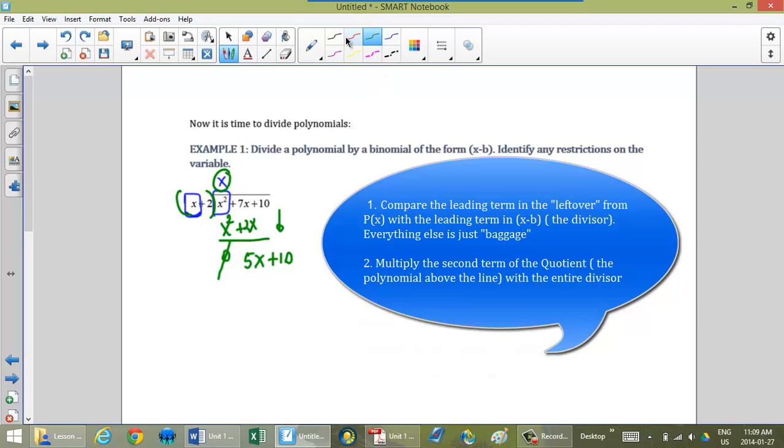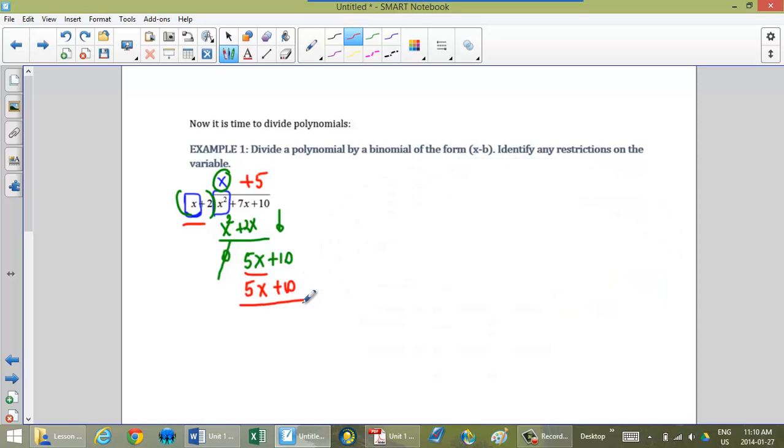So now we're going to compare x with 5x. So how many times does x go into 5x? Well, it goes 5 times. So plus 5. What follows? It's a multiplication step. Again, you're multiplying the 5 with the entire binomial, x plus 2. 5 times x is 5x. 5 times positive 2 is positive 10, or plus 10. What follows the multiplication step is the subtraction step. 5x minus 5x is 0, and 10 minus 10 is 0, which means the entire remainder is 0.